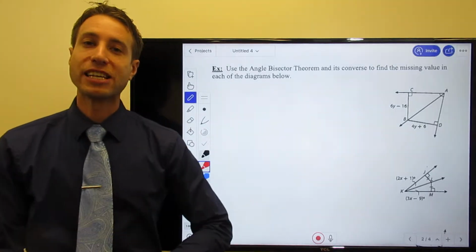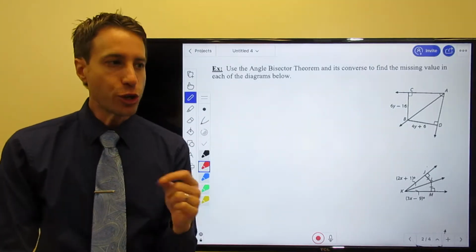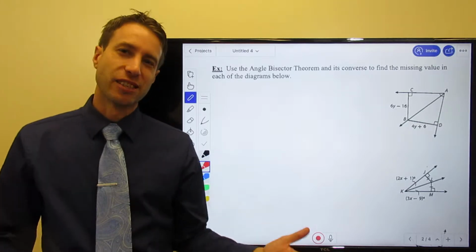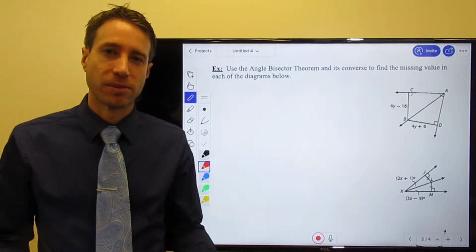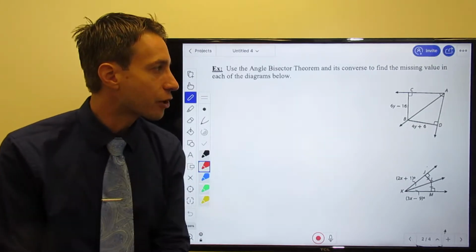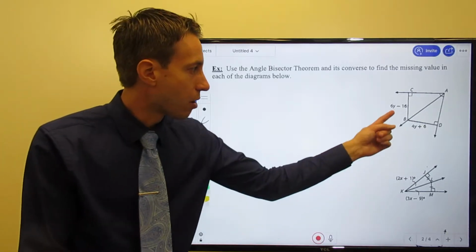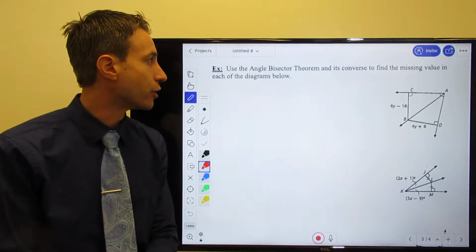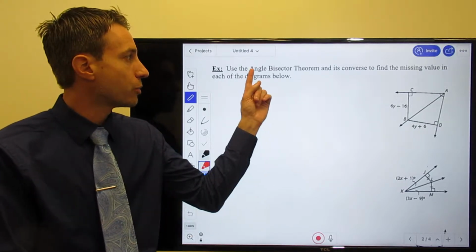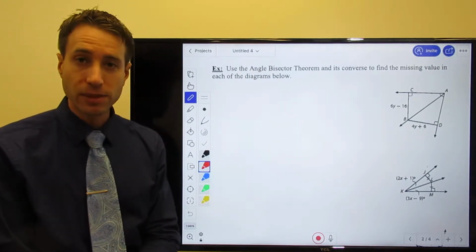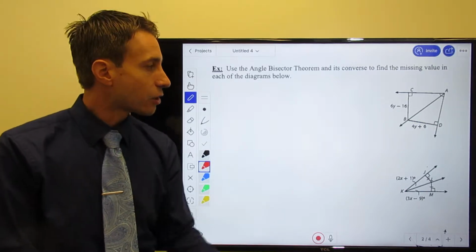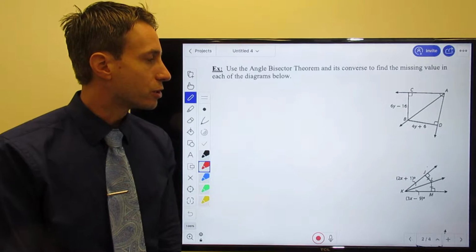Alright guys, welcome to this page of the notes. What we're going to do is use the information that we just learned about angle bisectors to solve some problems here. I've given you a few diagrams, and obviously there are unknown values in the diagrams. We need to figure those out. So we're going to jump right into it, using the angle bisector theorems to find these unknown values. Great, let's take a look at the first one and figure out what we're told.